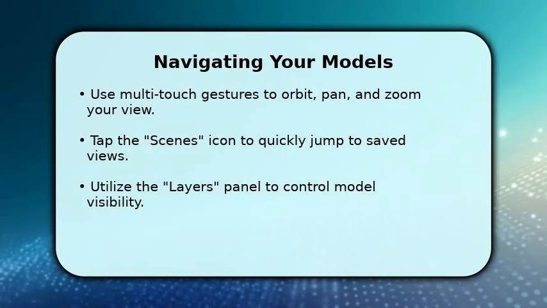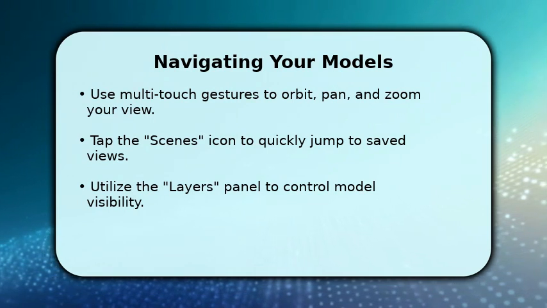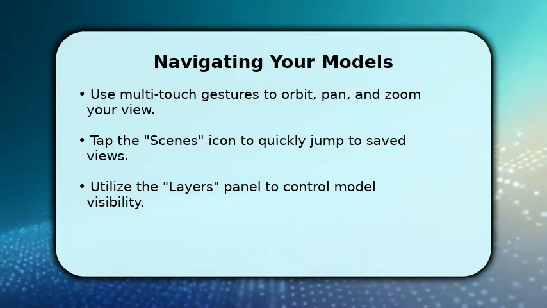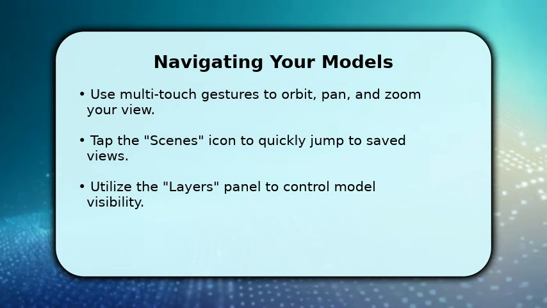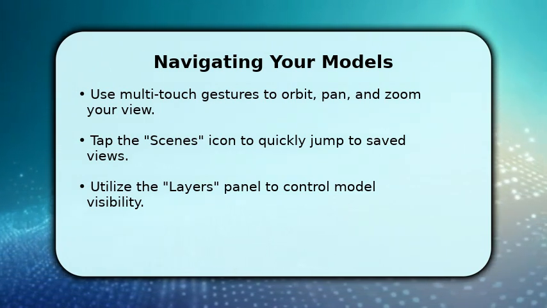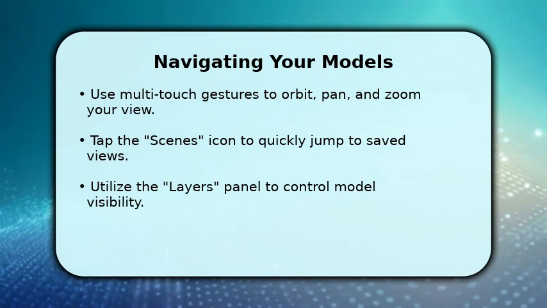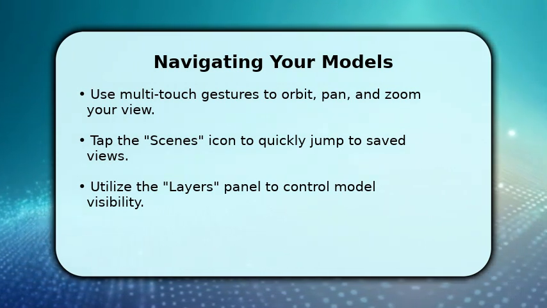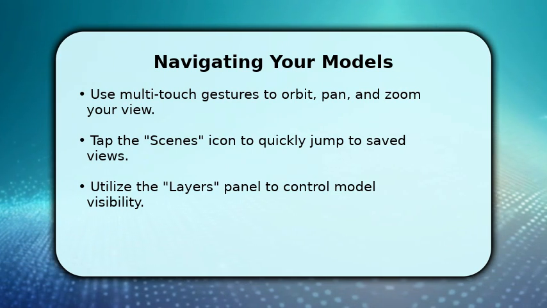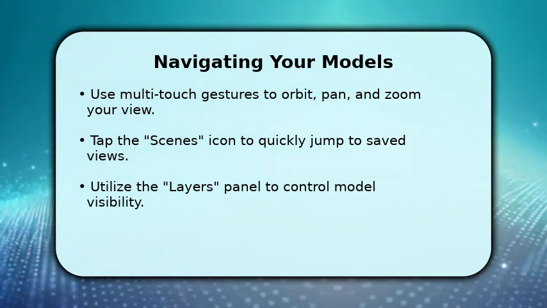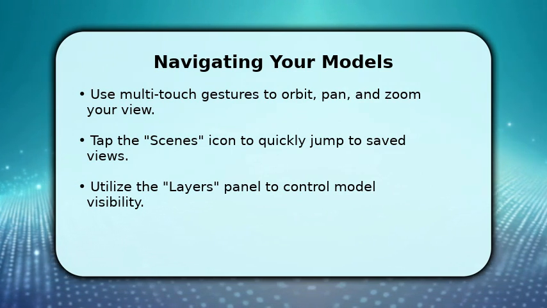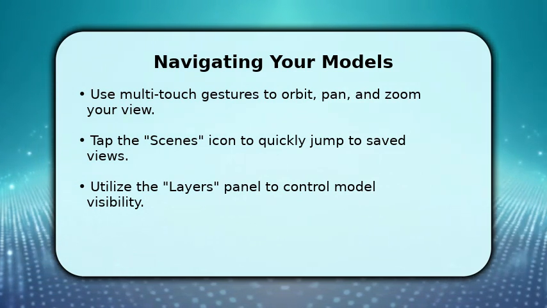Once your model is open, navigating it is simple with intuitive gestures. You can use 2 fingers to orbit, 1 finger to pan, and pinch to zoom in or out. The scenes icon lets you instantly switch between predefined views, saving you valuable time. Also, the Layers panel helps manage visibility, and the tape measure tool ensures precise measurements for your designs. Mastering navigation is key to efficient mobile modeling.